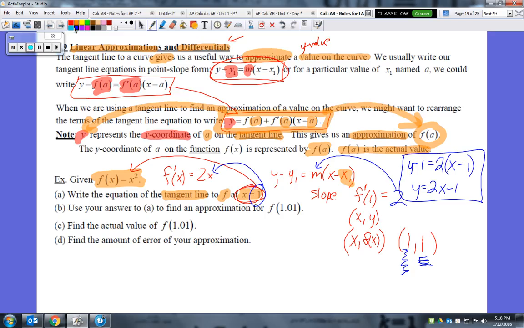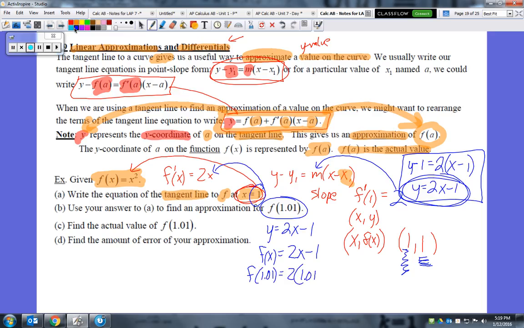Now part B says, use your answer in part A to find the approximation of this. I'm going to use the y-intercept form. Let's say that I assign my equation from part A as f of x equals 2x minus 1. So if I'm trying to find f of 1.01, all it is is plugging it in. F of 1.01 is 2 times 1.01 minus 1. My output y value is 1.02. And this is an approximation.